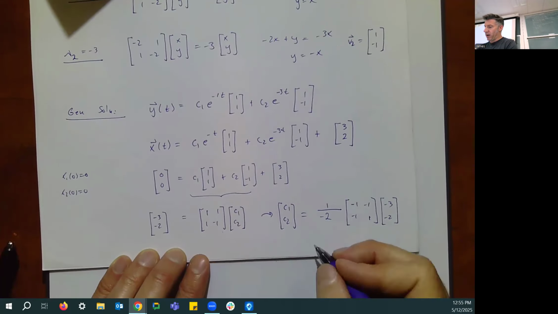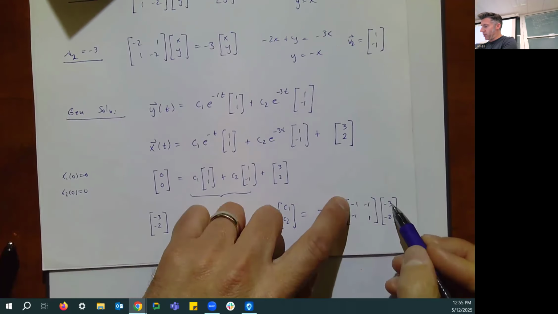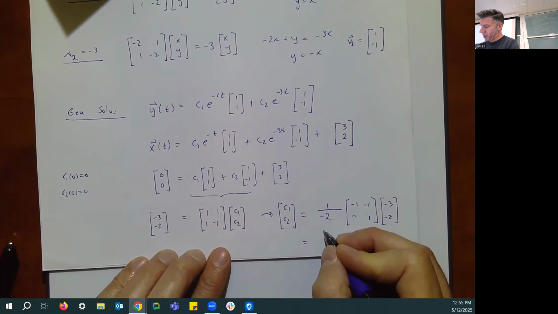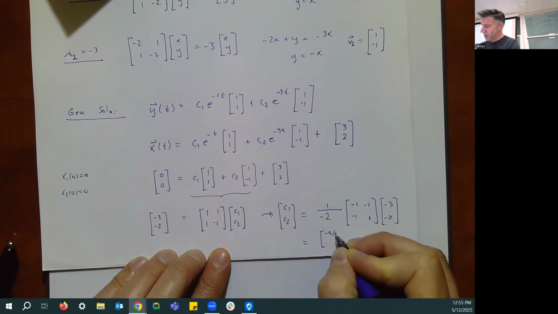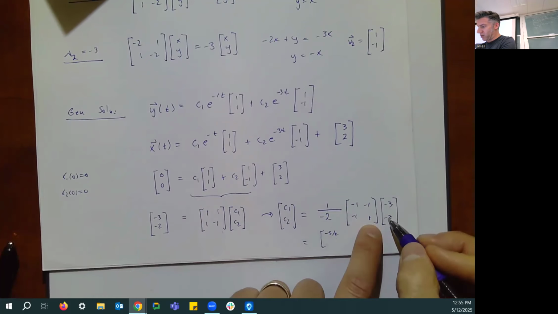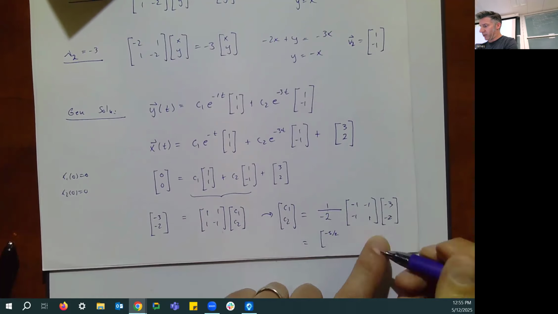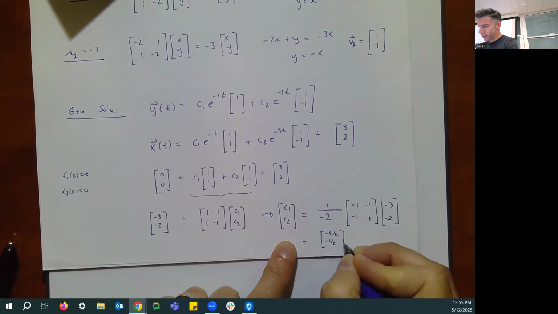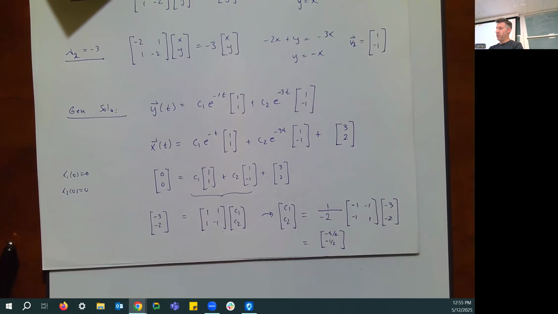So multiplying this all out, we're going to get, let's see, 3 plus 2 divided by negative 2 is negative 5 halves. And 3 minus 2 is 1 divided by negative 2 is negative 1 half. Which is what I have in my notes, which is good. I did it a different way in my notes.